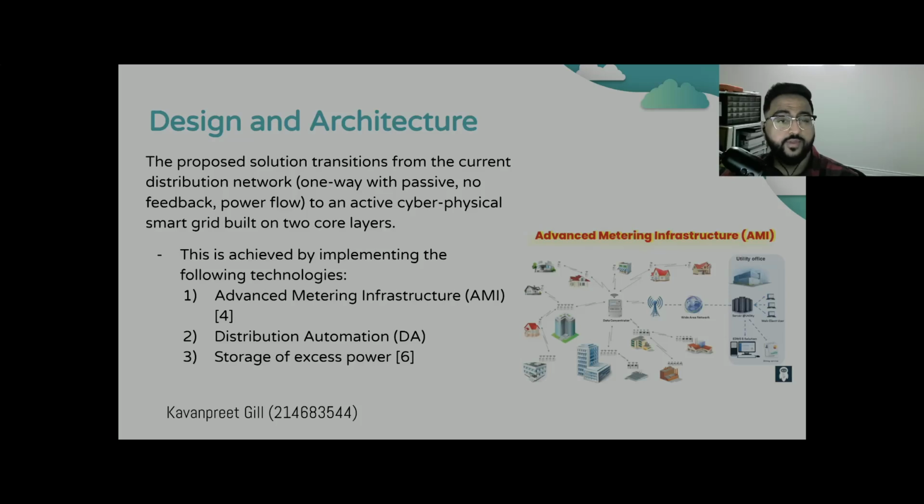So the whole problem we're solving here starts with a legacy grid. Right now, most electrical power flows in one direction, that is from the substation to your house. And that's it. There's no feedback, no real-time data. What we're proposing is a shift to a smart grid by combining the three elements on the screen.